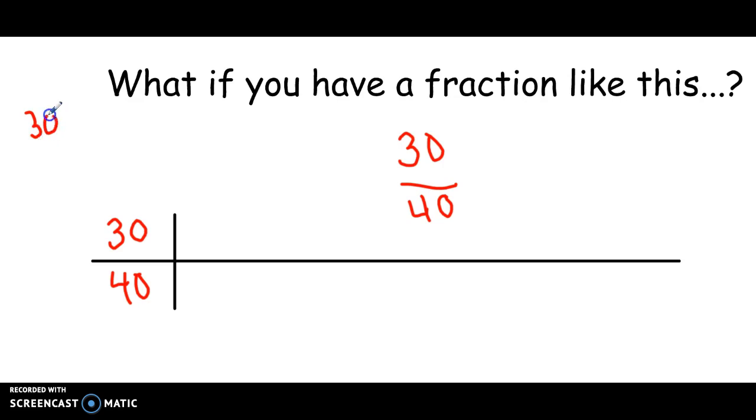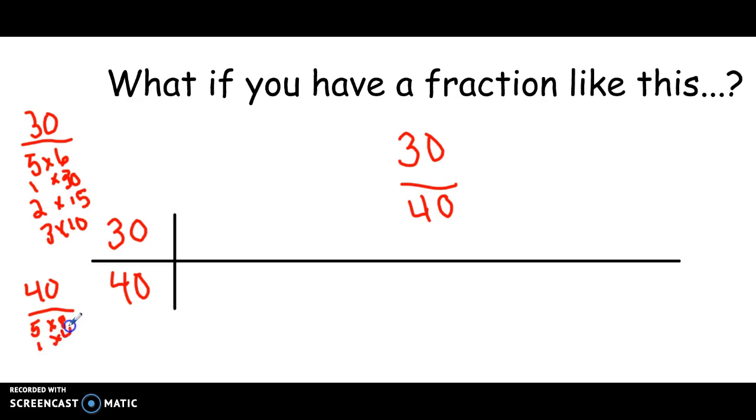Well, I know that some factor pairs of 30 include 5 times 6, so 5 and 6, 1 and 30, my writing is messy, 2 and 15, and 3 and 10. I can repeat this with 40 and think about the factors of 40. How can I make 40 with multiplication? And I can do 5 times 8, 1 times 40, 2 times 20, 10 times 4.